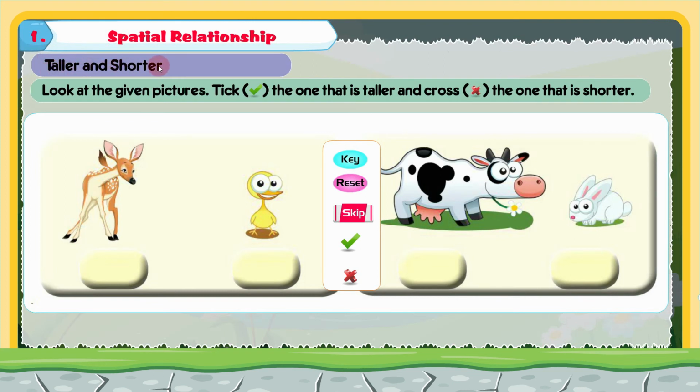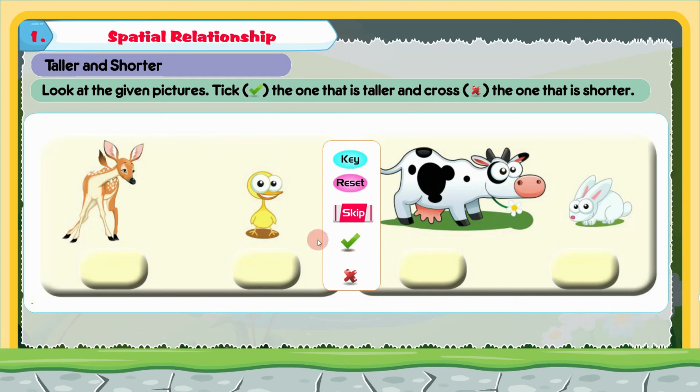Taller and shorter. Look at the given pictures. Tick the one that is taller and cross the one that is shorter. Here we have two pictures. This is the taller one and this is the shorter one. So we need to tick the taller one and we have to cross the shorter one.